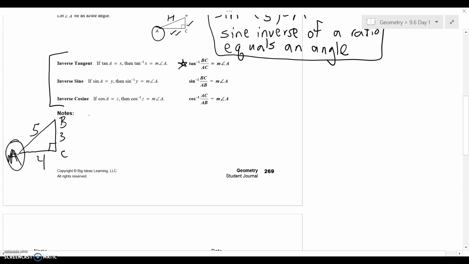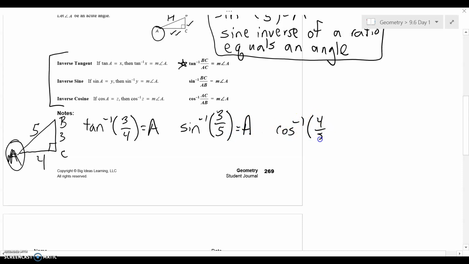So on this one, if I again focus just on angle A, what I can write are 3 different inverse trig expressions. So I can say tangent inverse of the ratio 3/4. And that ratio is opposite over adjacent is equal to A, or the measure of angle A. And I can say sine inverse of 3/5 is A. And I can say cosine inverse of 4/5 is A. And this just follows our SOHCAHTOA that we did.